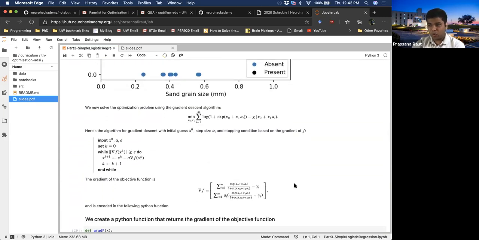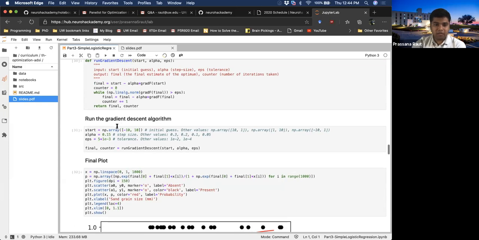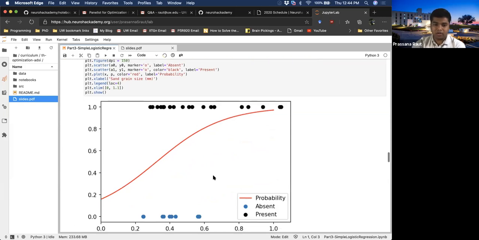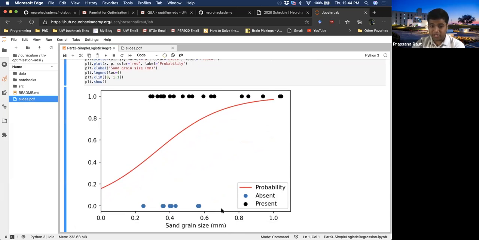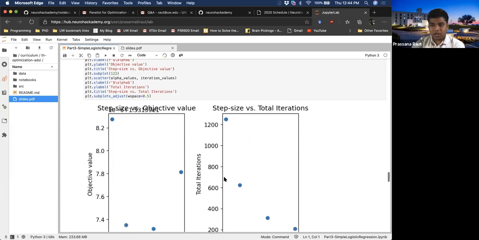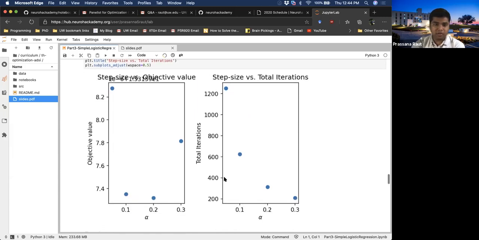Like Kelsey had mentioned in notebook 1, we use gradient descent to solve the optimization problem and obtain the logistic curve. We use these values for the hyperparameters: the initial guess, the step size, and the tolerance. And this is what the final plot looks like. Now we can say that if the grain size at a beach is 0.7 mm, then we will find spiders there with probability 0.85. Here are some other experiments similar in flavor to those in notebook 1, which you can look at later.